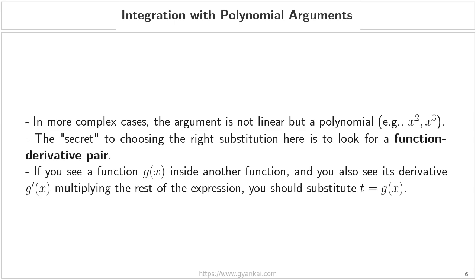If you spot this pairing, the function g of x inside another function, and its derivative g prime of x multiplied by the rest, that's your signal to make the substitution t equals g of x. This will simplify the integral, just like with the linear case, and allow us to transform it into a standard form that we can easily integrate.